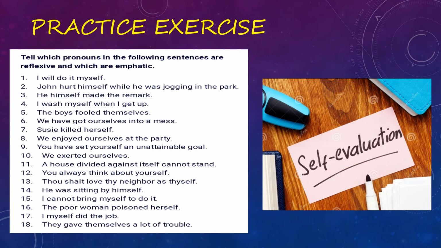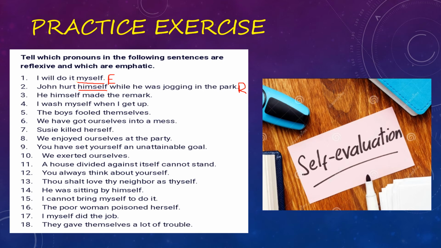I will do it myself. The pronoun used here is myself. Hide the word: I will do it. The meaning of the sentence is very clear. So the first one is an emphasizing pronoun. Next one, John hurt himself while he was jogging in the park. When we hide the word himself, John hurt while he was jogging in the park. Again we are getting a question mark in our mind, right? John hurt what, or whom? So this is a reflexive pronoun.